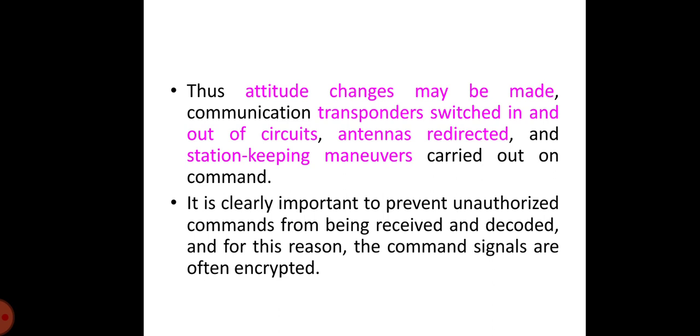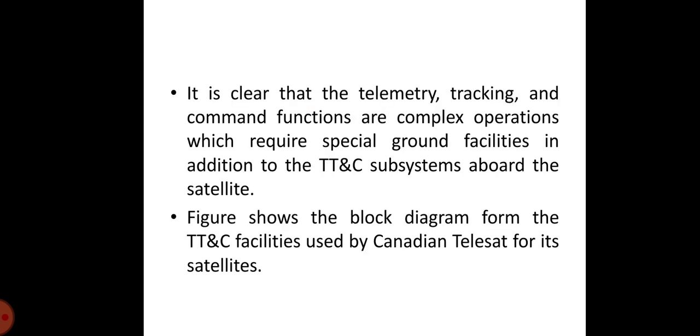Satellite range from the ground station is also required from time to time. This can be determined by measurement of the propagation delay of the signals, especially transmitted for ranging purposes. So it is clear that the telemetry, tracking and command functions are complex operations which require special ground facilities in addition to the TTC subsystems aboard the satellites.